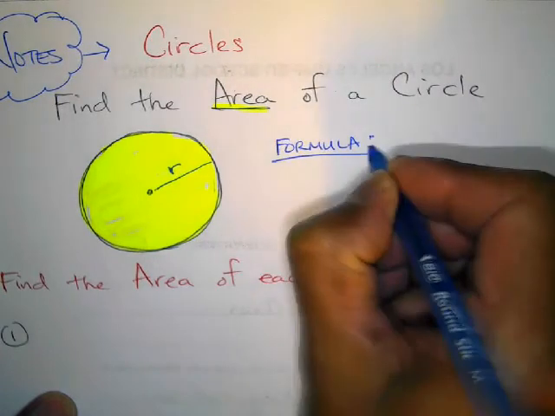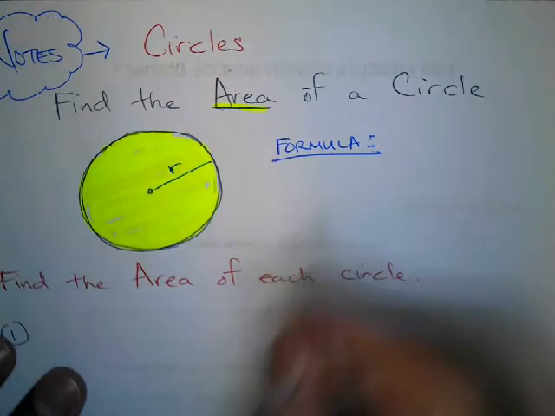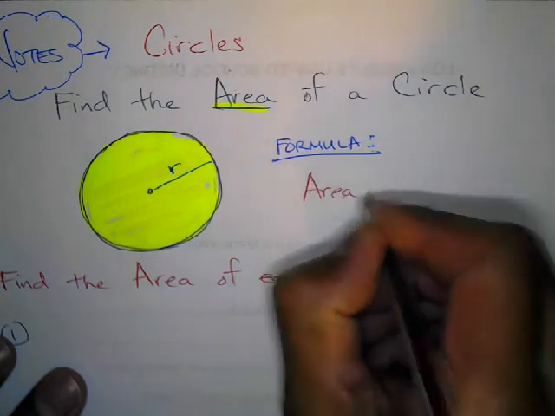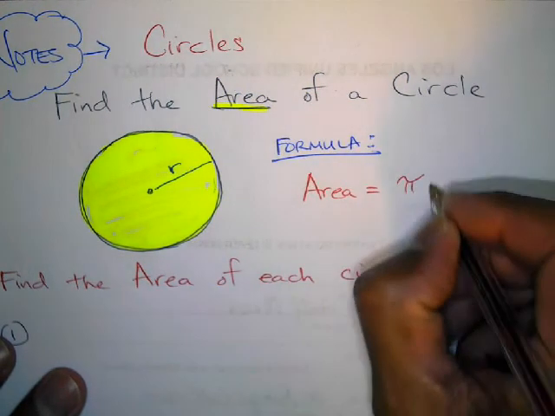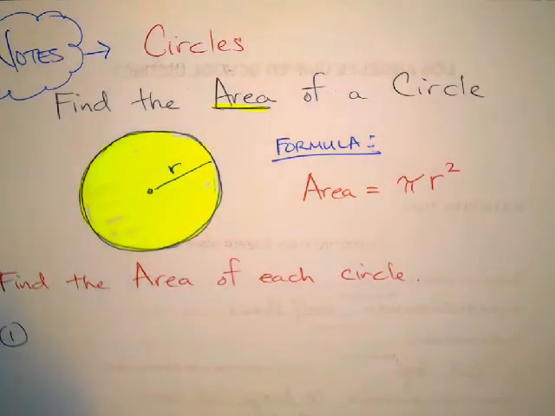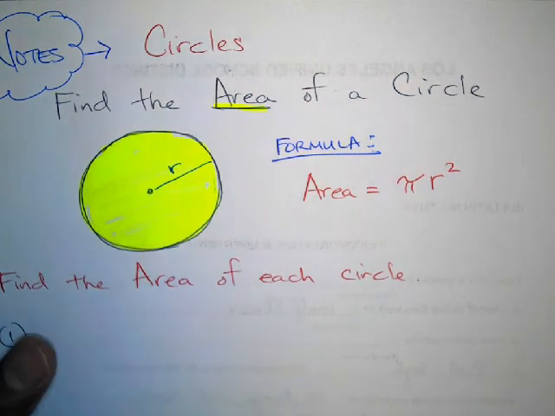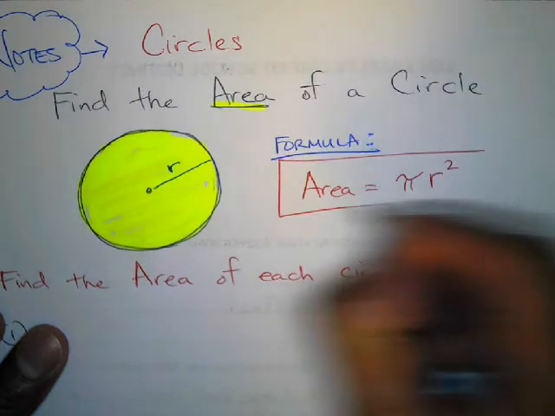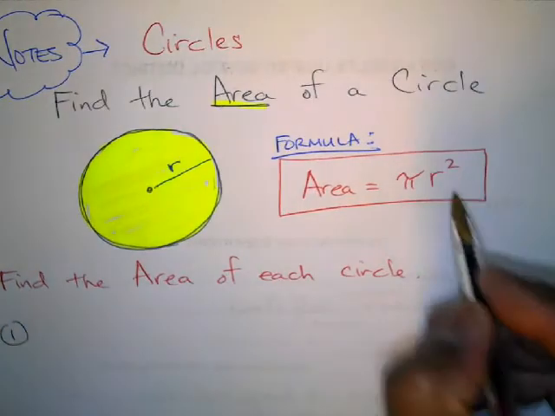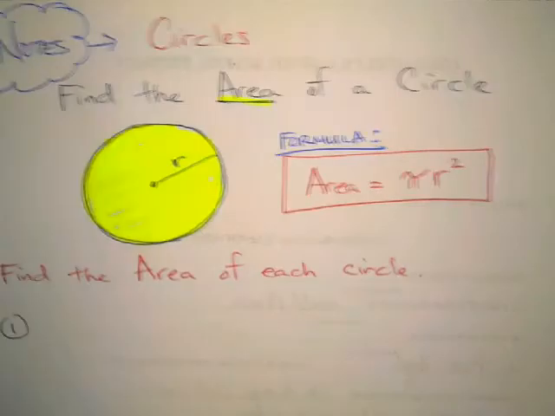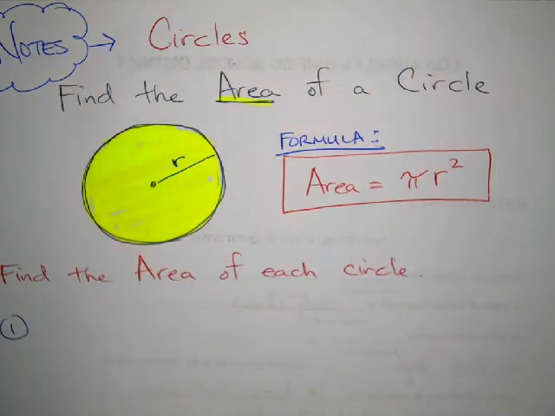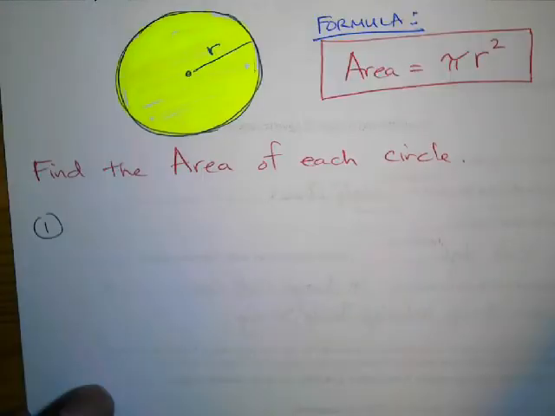I haven't given you the formula for area. The formula for area of a circle is pi times r squared. That is it. You're only going to need to know the radius, but we're going to have to square the radius and then multiply it by the value of pi. That is it. Area of a circle is pi r squared. All right, now let's go ahead and start working these out.